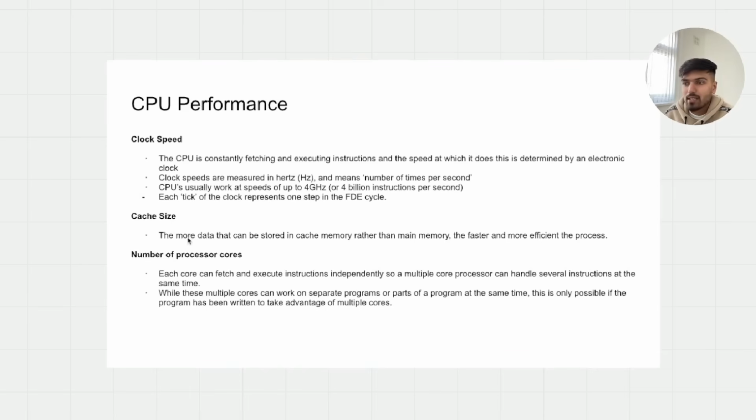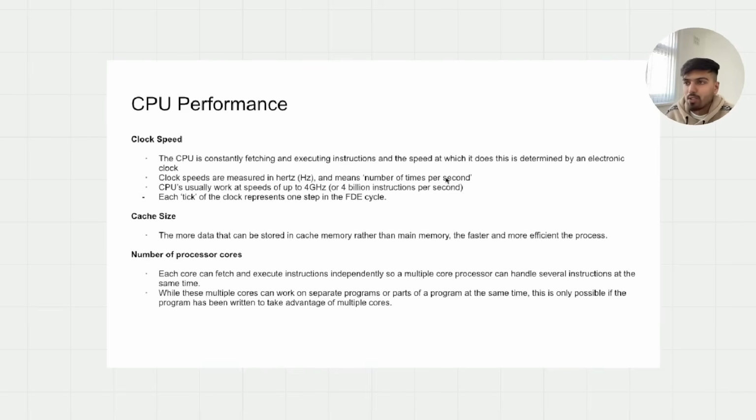Also, the cache size, the more cache, remember, it doesn't need to go into main memory to find the instruction. The number of cores, so each core can fetch, decode and execute instructions independently. So if we have more, that means 4 times as many. Like in a quad core, we can do 4 FDE cycles at the same time. It is only possible if the software can take advantage of the multiple cores.